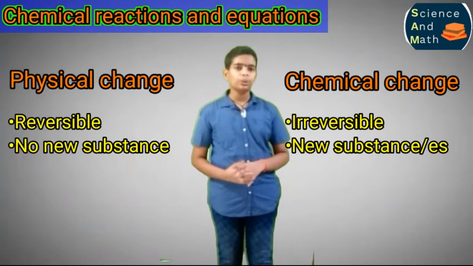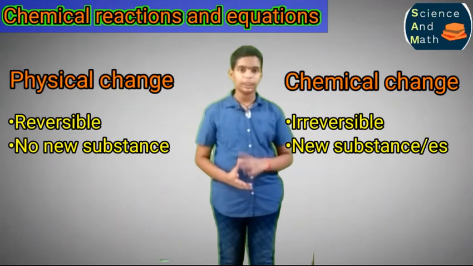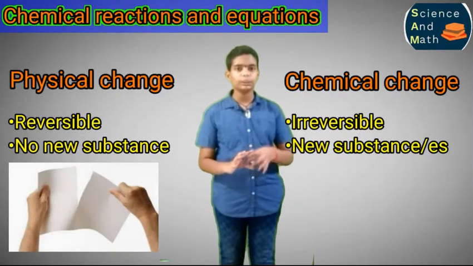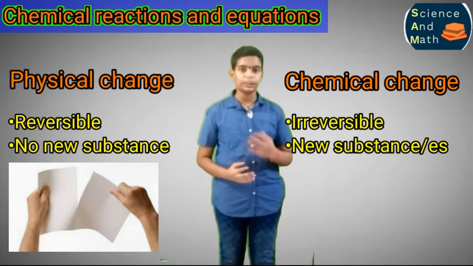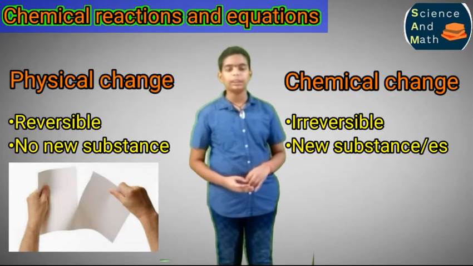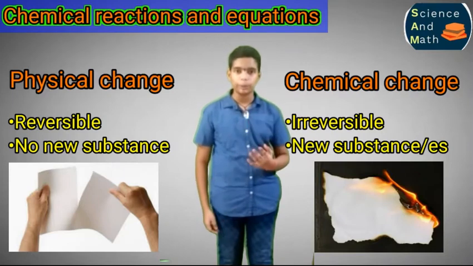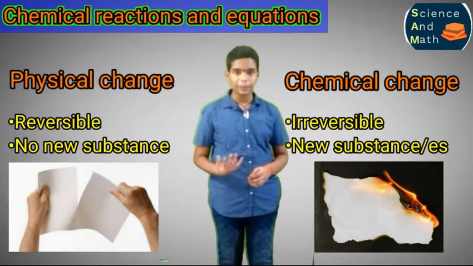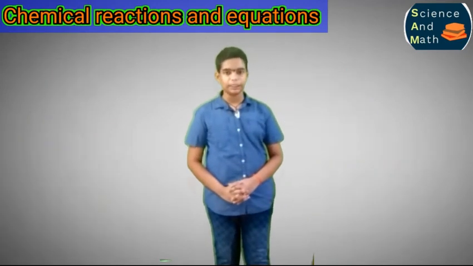So now let us give an interesting example for each of these changes. In a physical change, tearing of paper. So you can glue this paper easily and convert it to its original state again. But in a chemical change, let us give an example, that is burning of paper. So here a new substance is formed, that is ash. So can you convert this ash back to paper? No, right? So this is an example of chemical change.